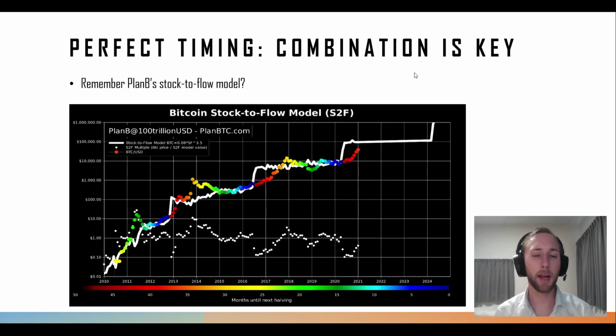So remember Plan B's stock to flow model. Similar to NVT, it also demonstrated when good buying opportunities are. What you will find is that when both the stock to flow model and the NVT chart demonstrate that there's good buying opportunities, that's the sweet spot. That's when you want to be buying your crypto and your Bitcoin for the best possible timing. And let me demonstrate that to you.